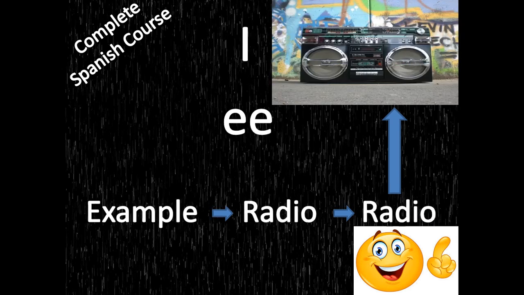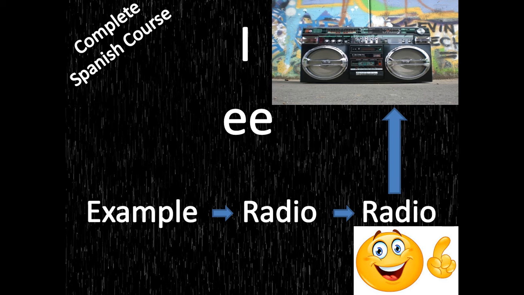Now next one is I. I is read as E. Example, in Spanish we read radio. But in Spanish we call it radio. Repeat once. Radio.